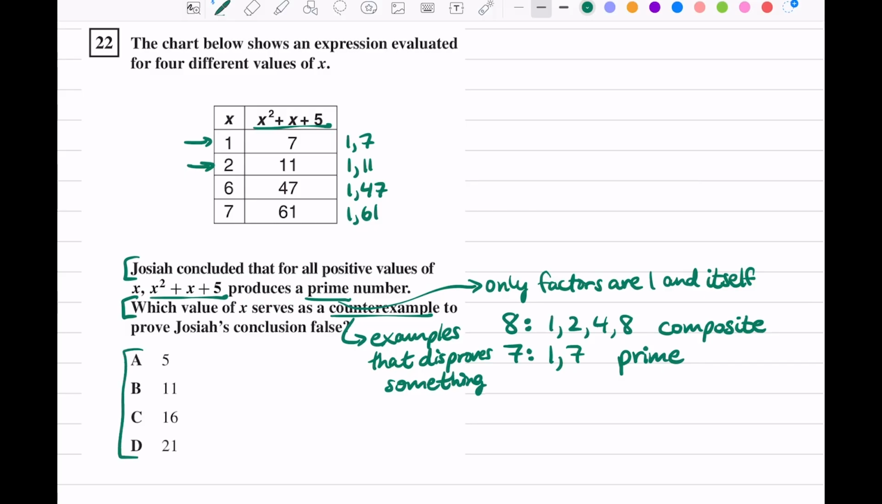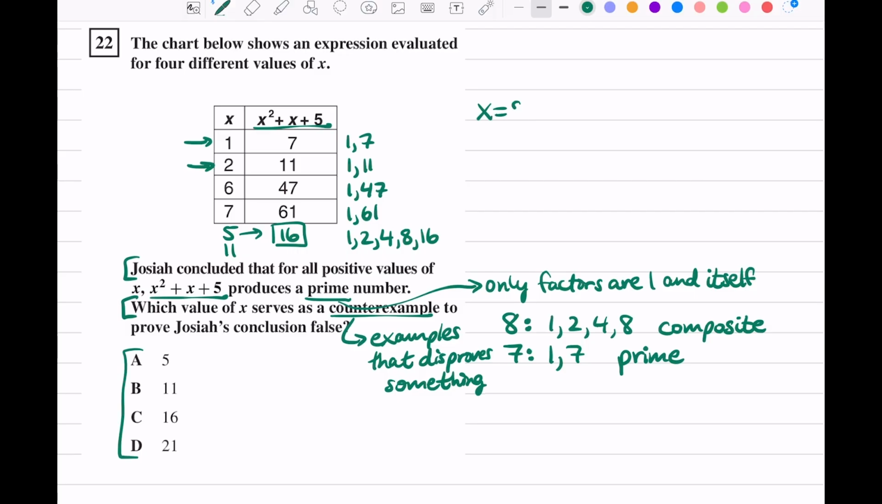So essentially, we just need to check these 4 values for x and then see what our second column is. If we find an answer that is not prime, then that is a counterexample. So for example, if our answer in our second column is 16, well, 16 is not a prime number. It's composite because it has multiple factors. So that would prove Josiah wrong. So let's go ahead and check 5 and see what it'll be.